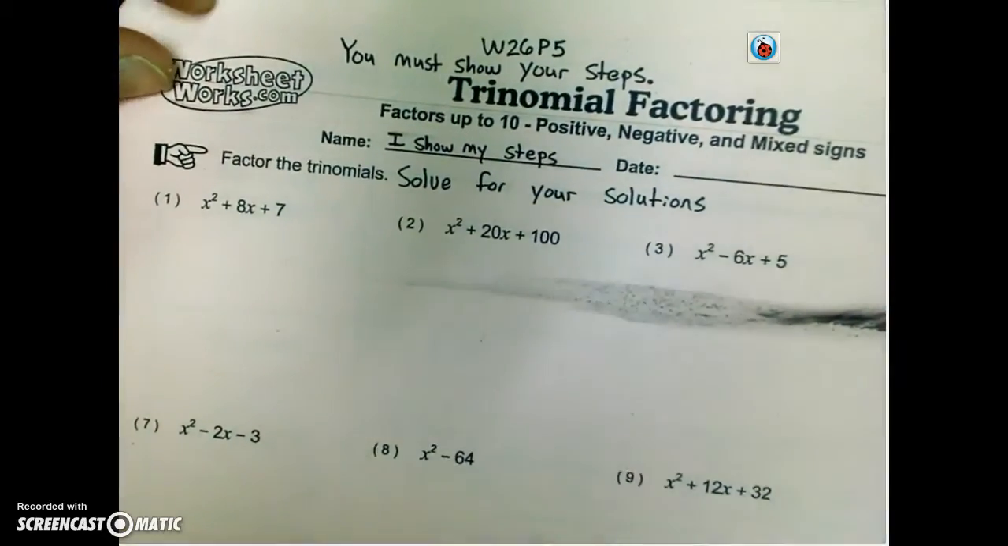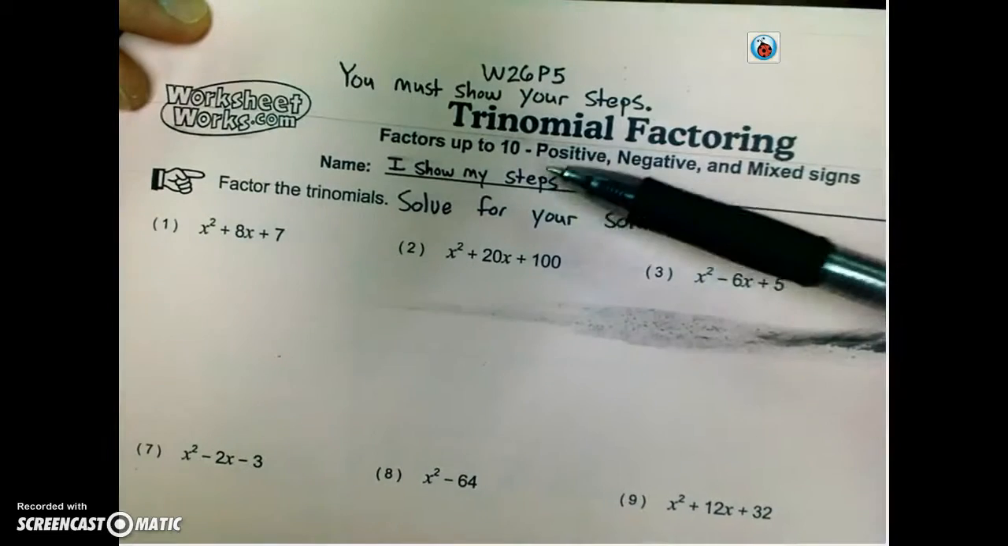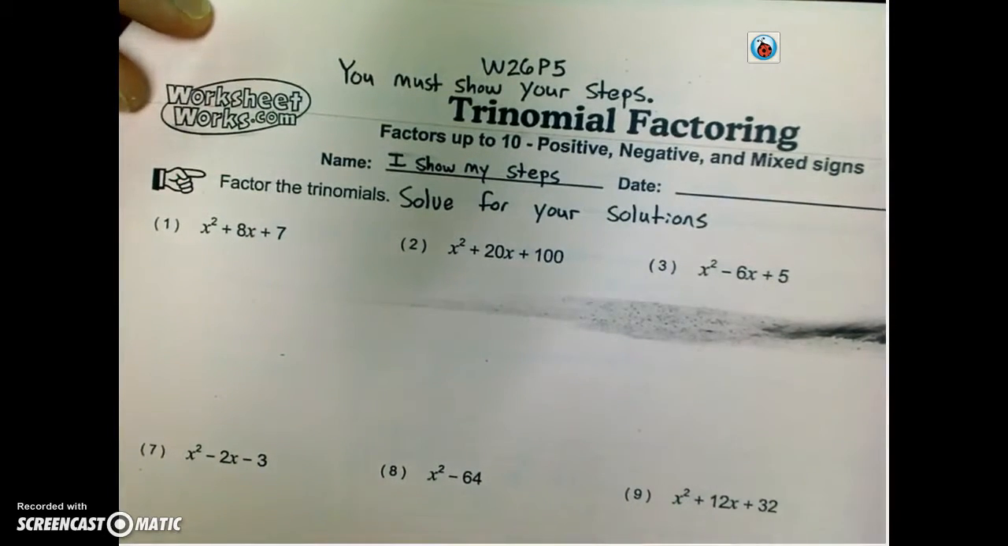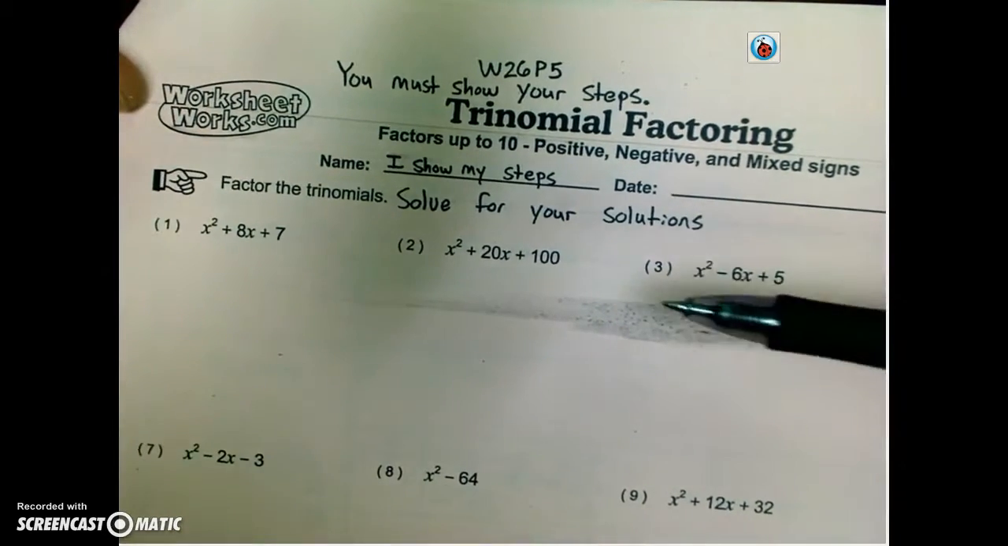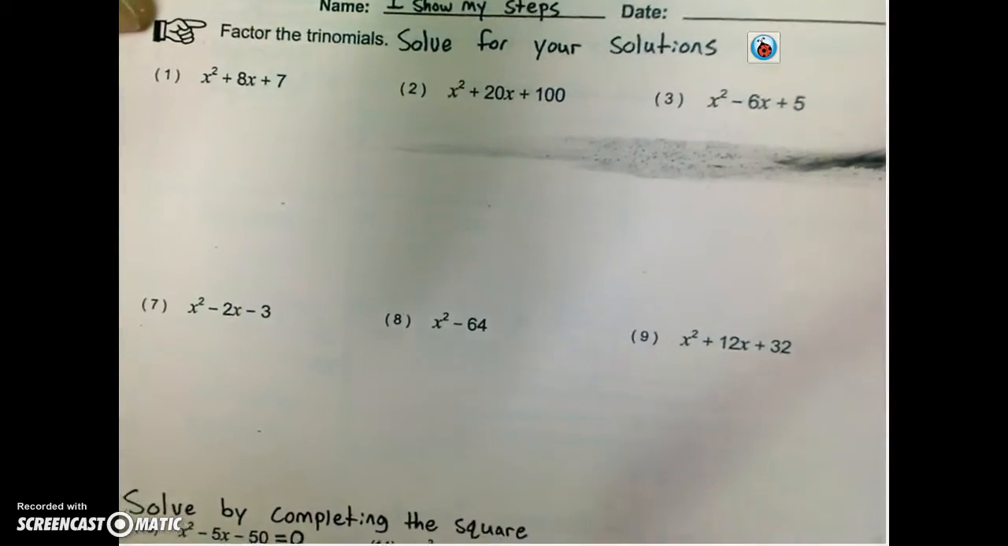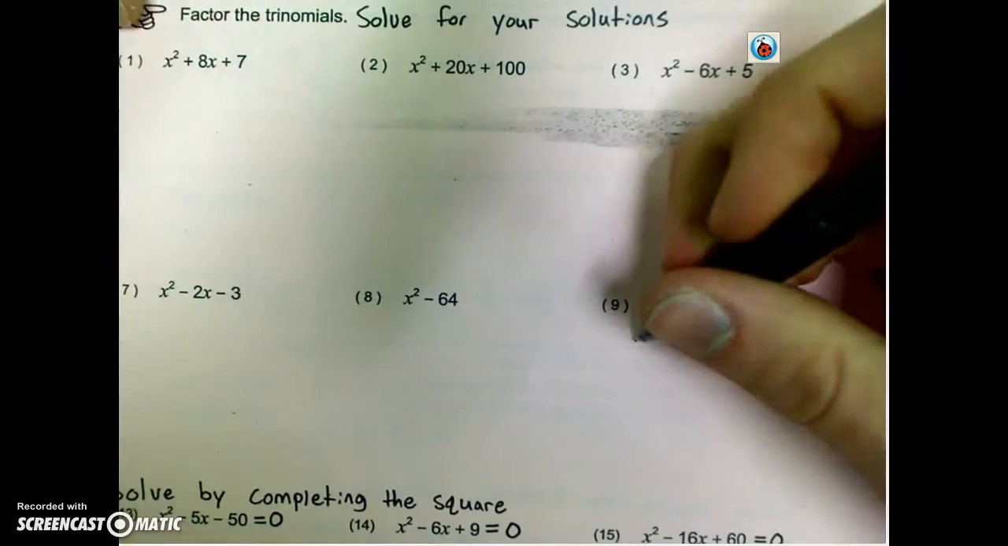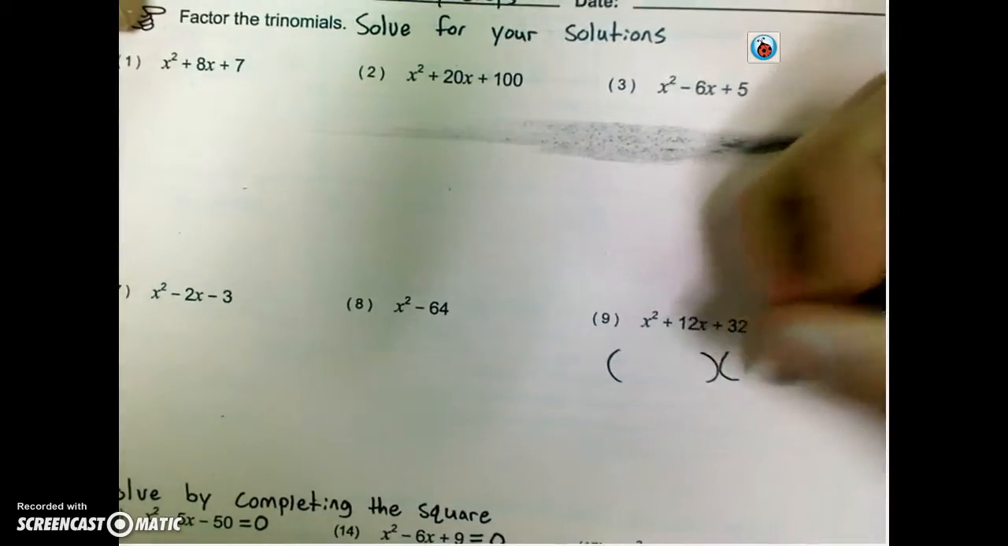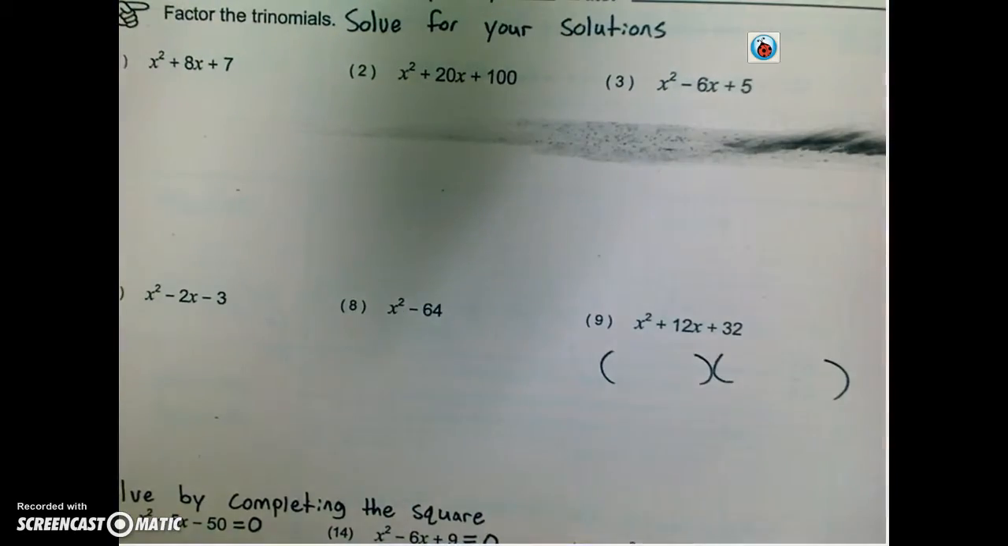Alright, so here we go on week 26, page 5. Make sure we're showing our steps, right? We must show our steps. So here's what it means to factor these trinomials here, alright? So to factor, that means we're trying to split it up into our two different parentheses and then solve for our solutions.